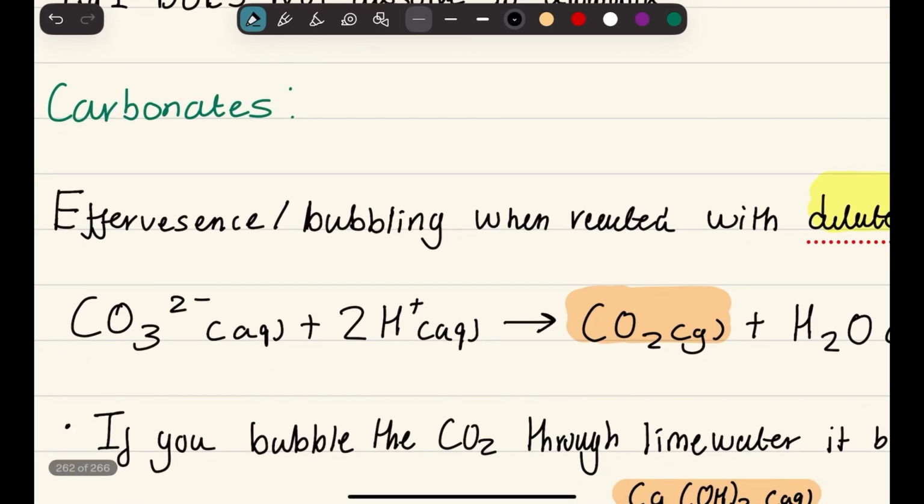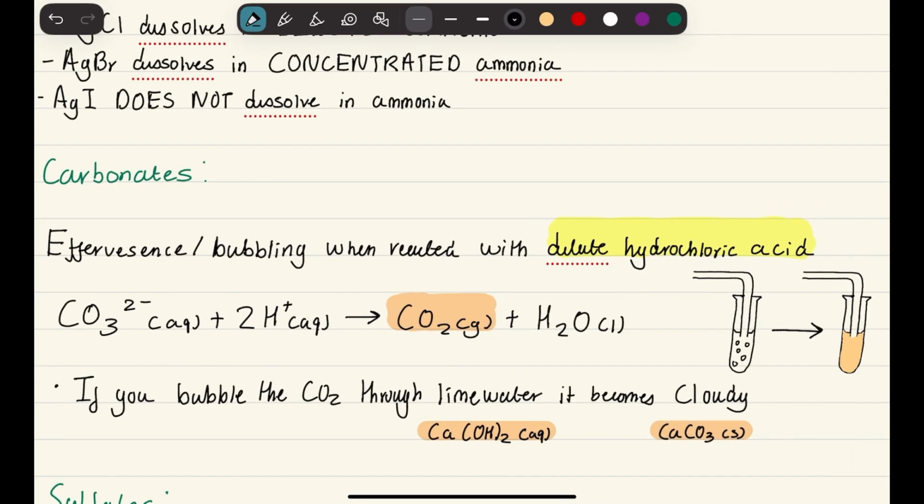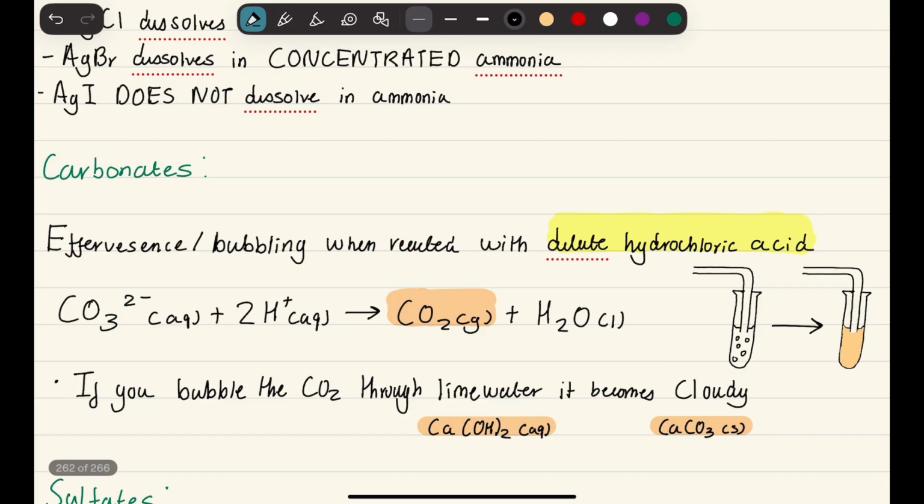Cool, next test, carbonates. So this is your CO3 2- ion. Now, it's kind of like a standard reaction, metal carbonate plus acid. You're going to form your salt, you're going to form carbon dioxide and water. I've just written out the ionic equation, yeah? So carbonate ion plus protons goes to carbon dioxide and water.